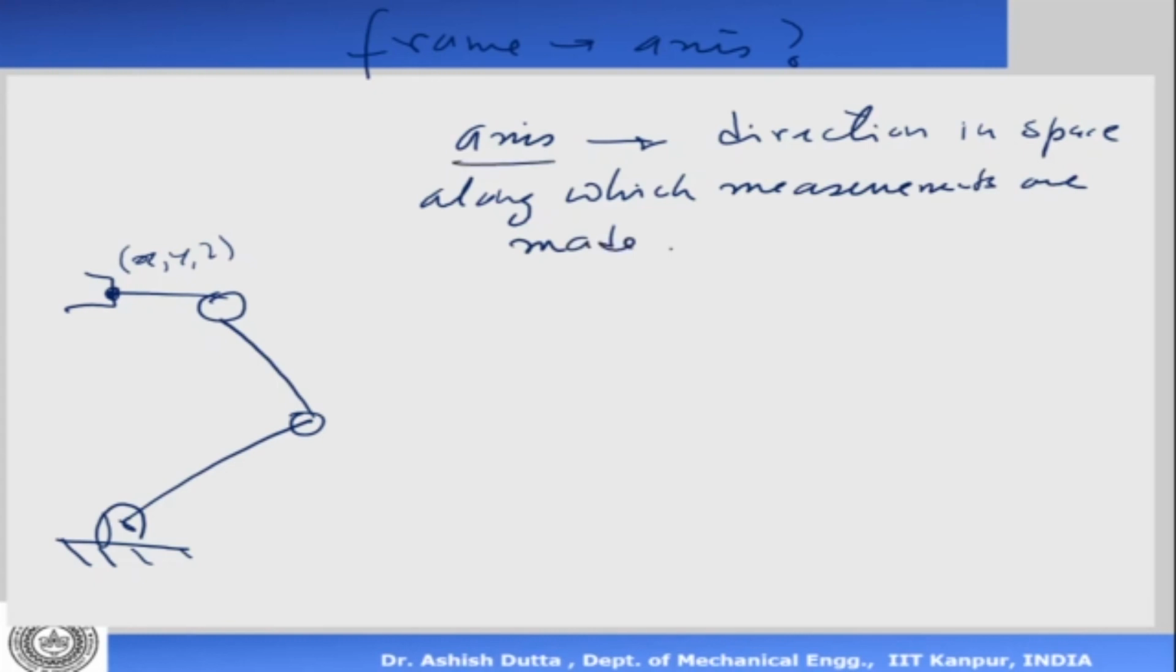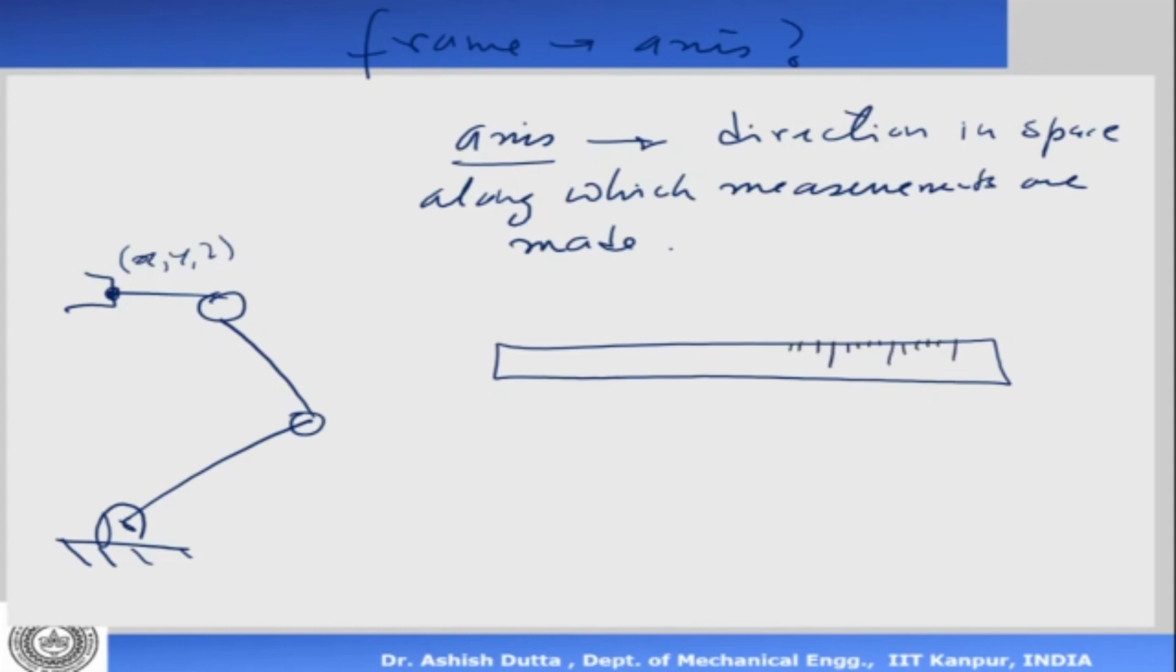Okay, so axis is a direction in space along which measurements are made. If you say x-axis, then the measurements are made along an x-axis. For example, your scale, you're used to the scale, right? This is your scale by which you measure distances. So if I say this is my x-axis, then I'm measuring along this scale, and whatever is the distance, if this is my 0, then that is my axis. This is my x-axis.